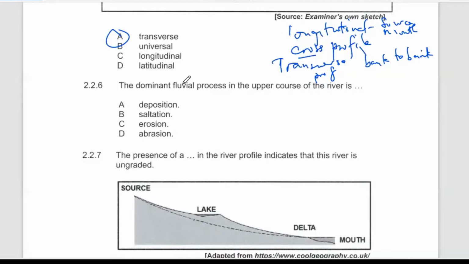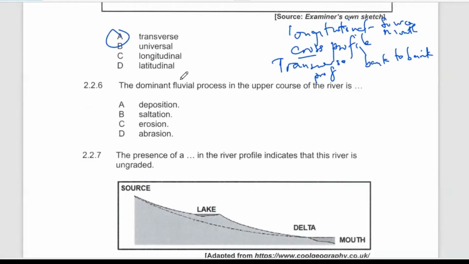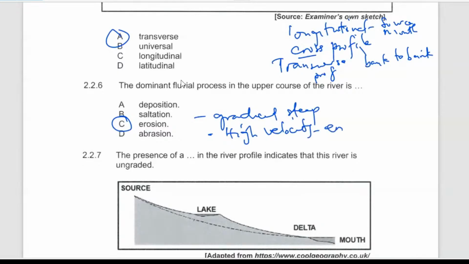2.26 says the dominant fluvial process in the upper course of the river is. In the upper course of the river, the dominant fluvial process is erosion. Why do we have high levels of erosion? It's because of the gradient, which is steep. And because of the steep gradient, we have high velocity of flow. And because of the high velocity, it facilitates the erosive power of the river. The river is more energetic in the upper course.